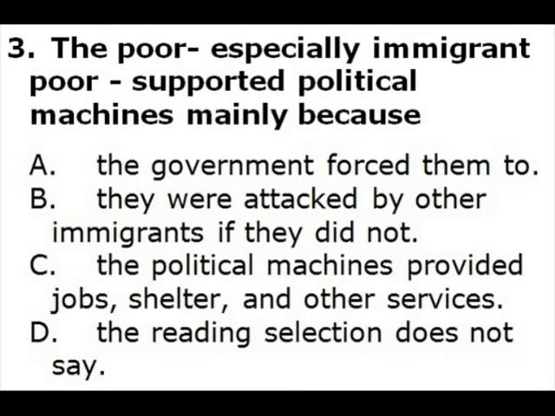Question number 3. The poor, especially immigrant poor, supported political machines mainly because A. the government forced them to, B. they were attacked by other immigrants if they did not, C. the political machines provided jobs, shelter, and other services, or D. the reading selection does not say. The answer is C. the political machines provided jobs, shelter, and other services.